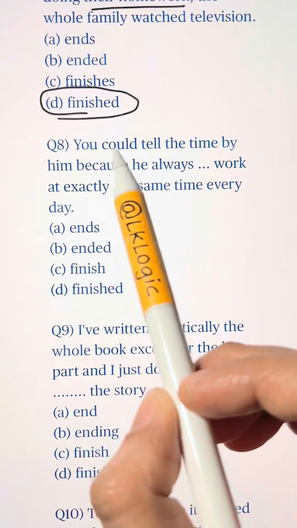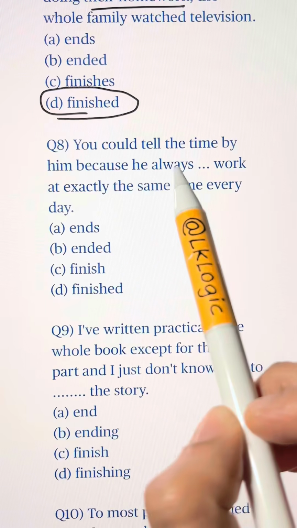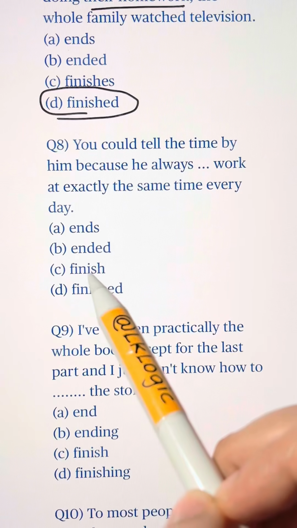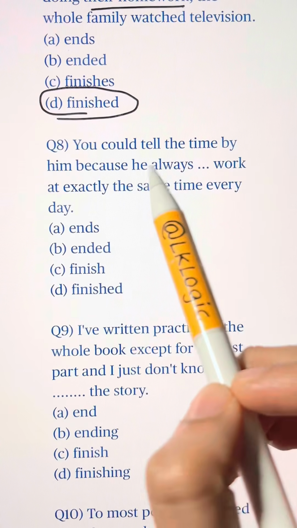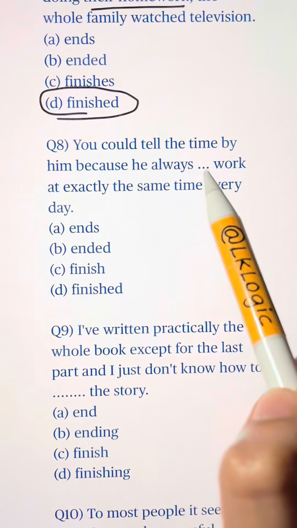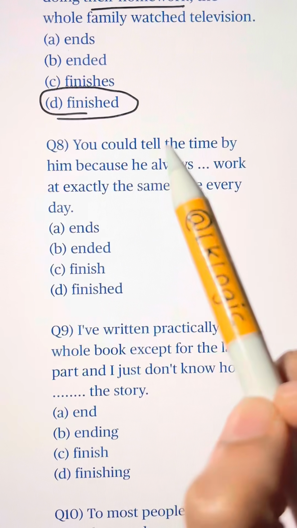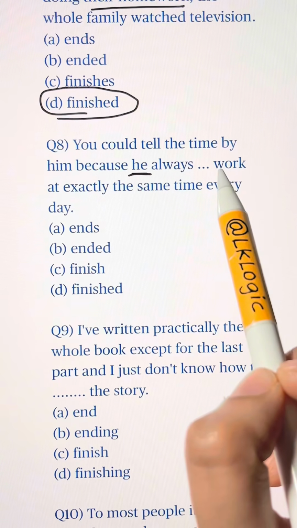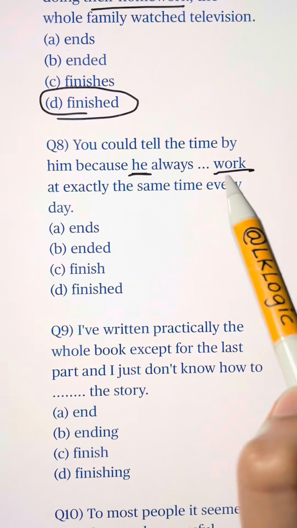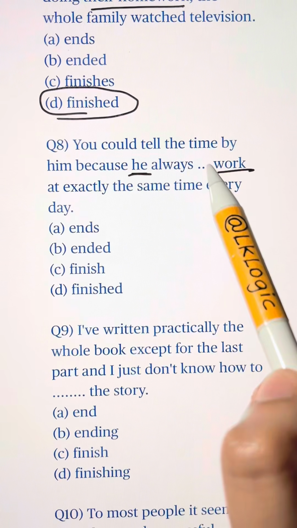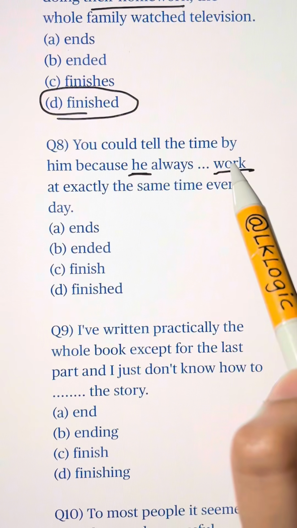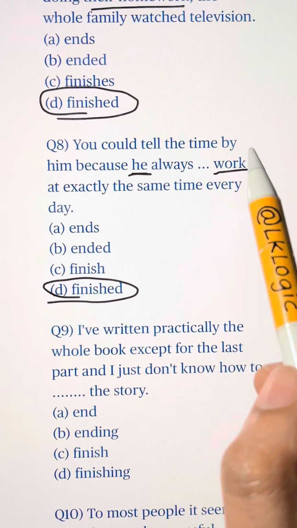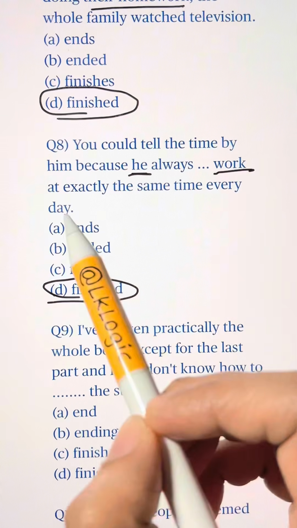Question number 8. You could tell the time by him because he always blank work at exactly the same time every day. Ends, ended, finish, finished. So here someone is doing some tasks regularly. Someone is completing an action regularly, right? Because someone is completing the work exactly at the same time. So he's doing it regularly, whatever he's doing, an action. So when someone finishes something, we use finished. He always finished work at exactly the same time every day.